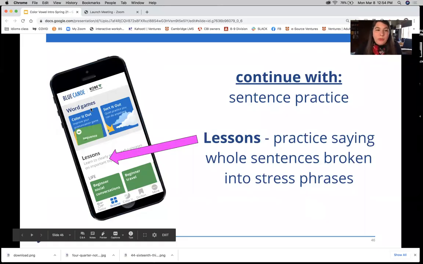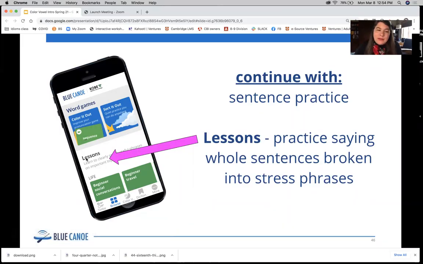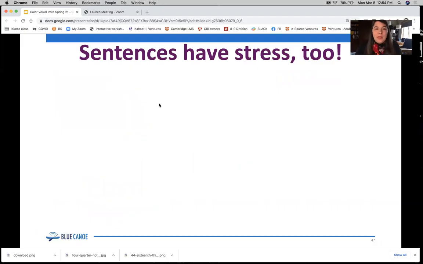After you do word practice, you can move on to sentence practices. Down here under lessons, there are many, many topics where you practice saying whole sentences because sentences have stress too. Look at this sentence for a second. I'll call you.